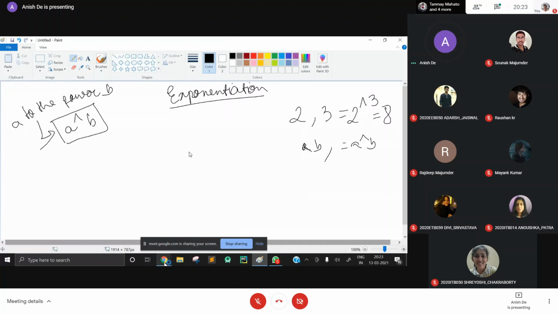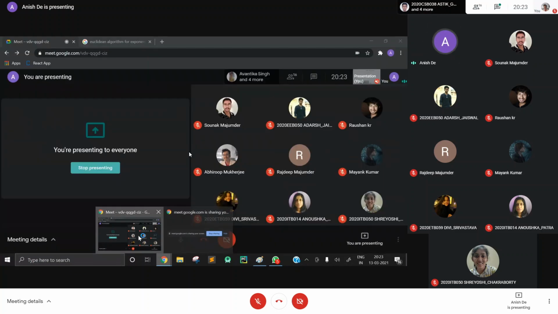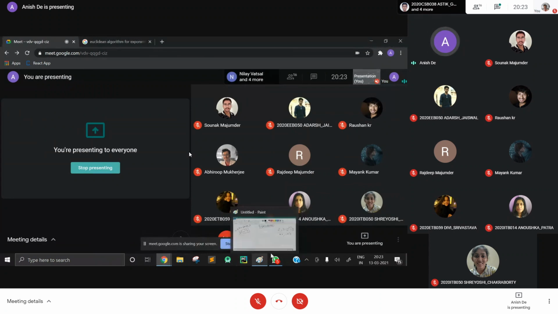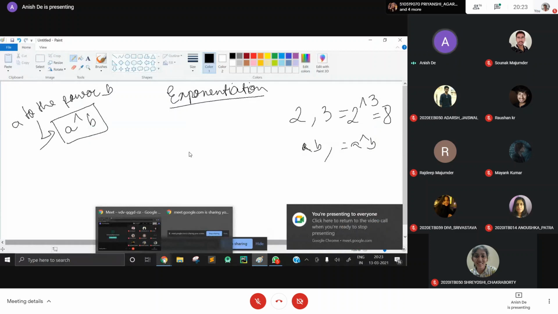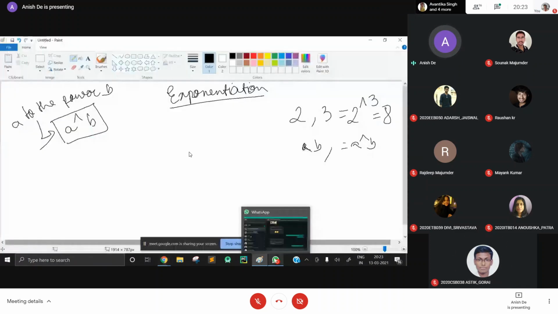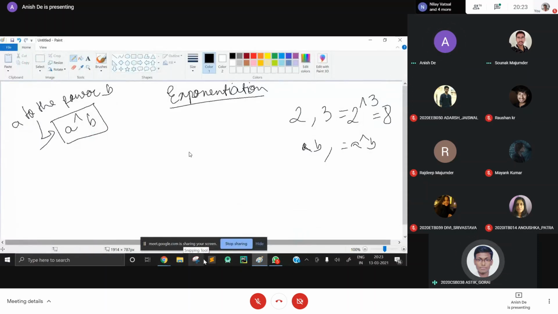Anyone? No one. Using the power function. Yes, I can't hear, one second. Using the power function? No, no, don't use that, that's a multiply a language function. Multiply a, b times. What's the logic? Multiply a, b times. Yes, so the most naive or basic approach is to multiply a b times.